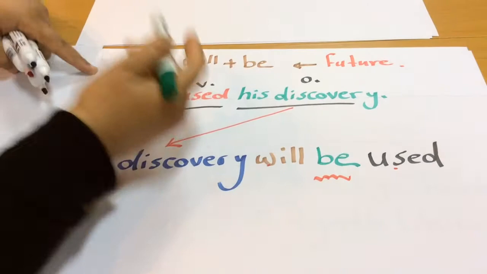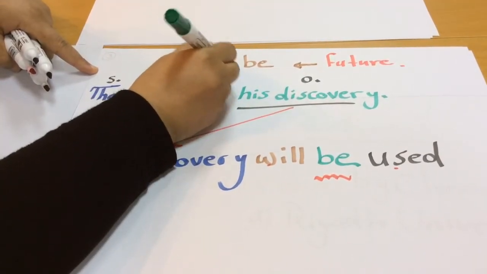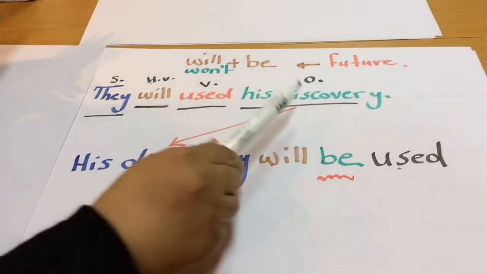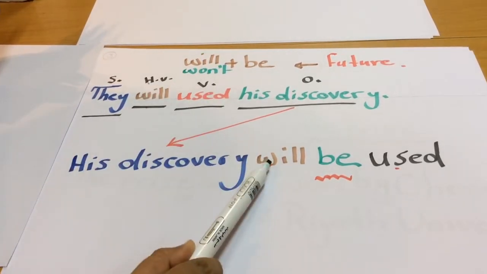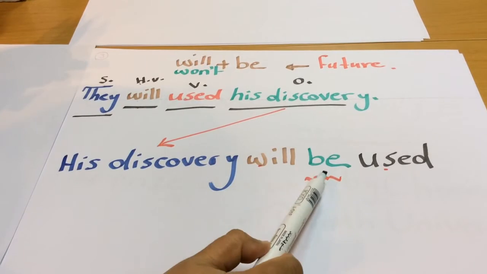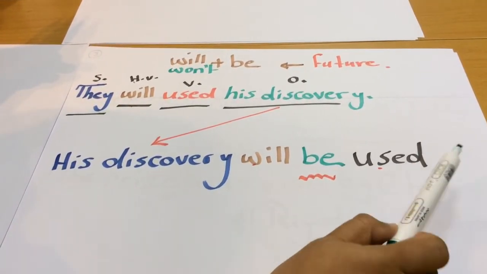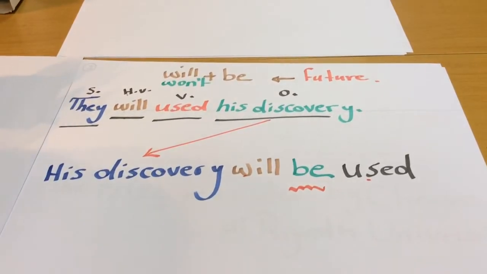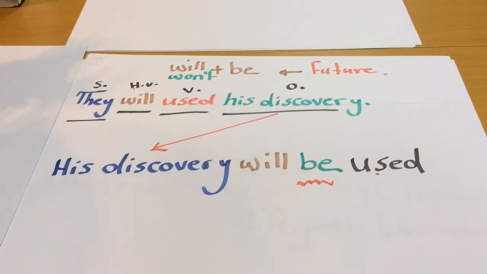What is the negative of will? We took it in Unit 1. It is won't. So again, we will start with the object, his discovery. Then we will put the helping verb. We will insert after the helping verb be. Then the verb will be in the past participle. We cannot say by they, because they here is a pronoun. This is rule number 3.